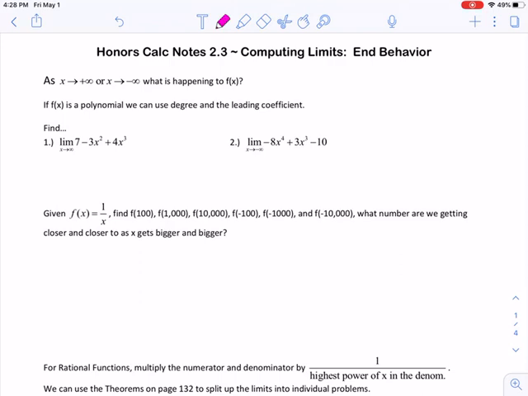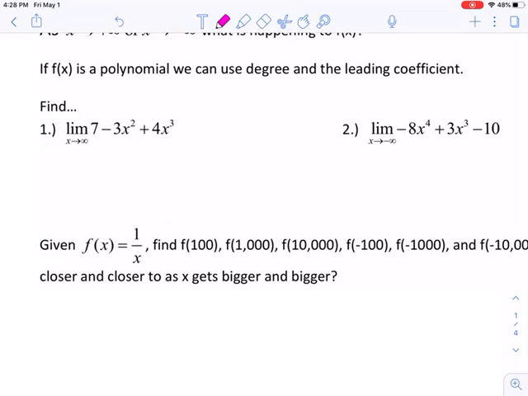We can use degree and the leading coefficient to help us find the limit as x approaches infinity or negative infinity. So if I take a look at question number 1 here, I have the function 7 minus 3x squared plus 4x to the third. So even though it's written backwards, I can see that my degree is 3 and that my leading coefficient is a positive 4. So if my degree is odd and my leading coefficient is positive, then I know that my graph is going to start low and end high.